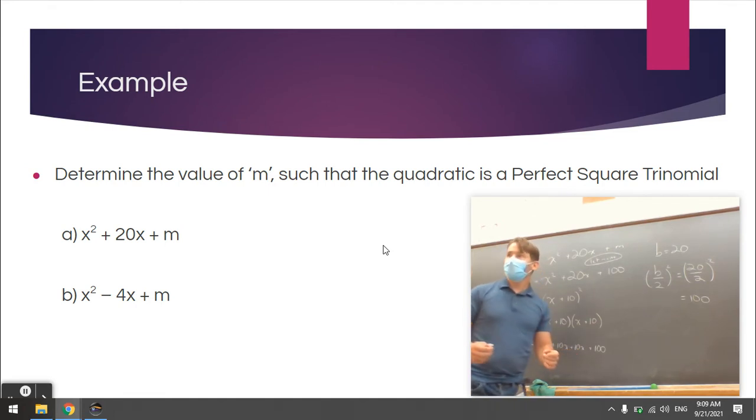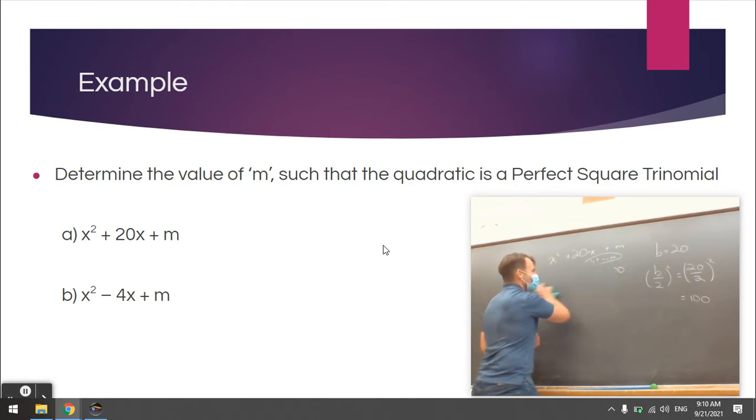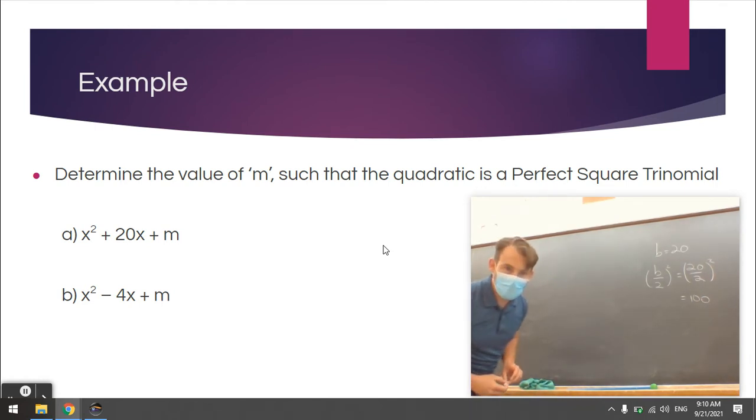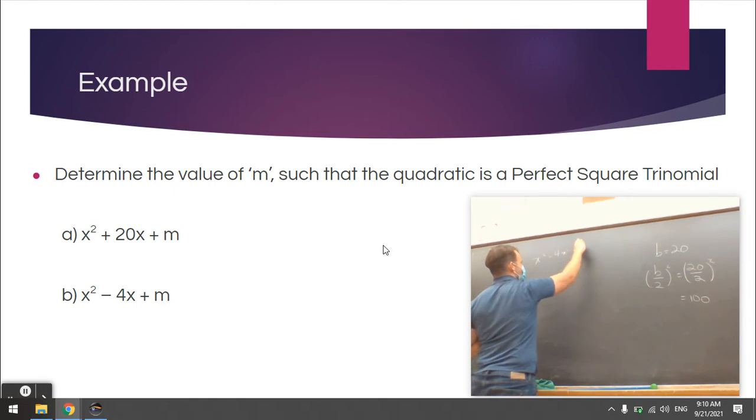All right. Take a look at one more example. People need a picture? Because I'm going to erase it. Go for it. Okay. One more example. X squared minus 4x plus m. X squared minus 4x plus m.